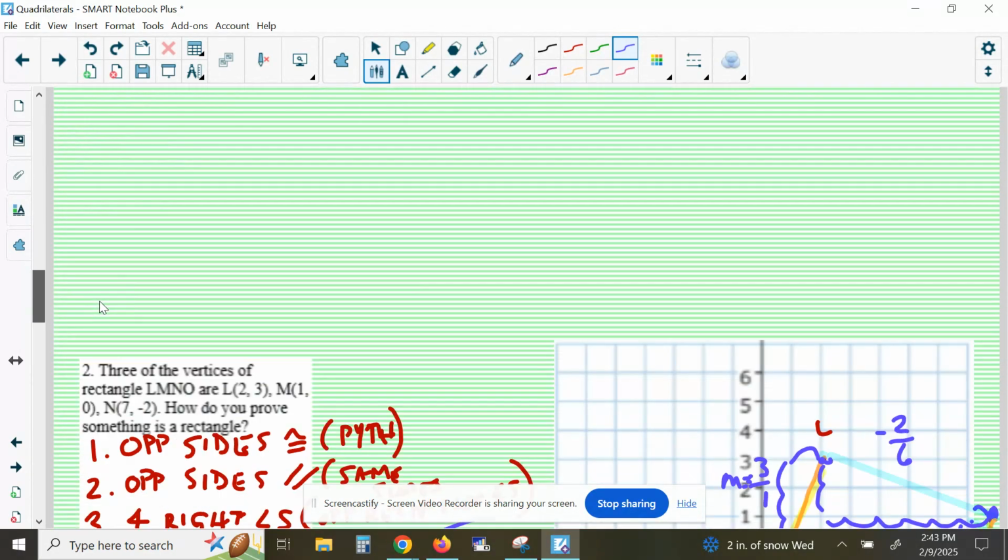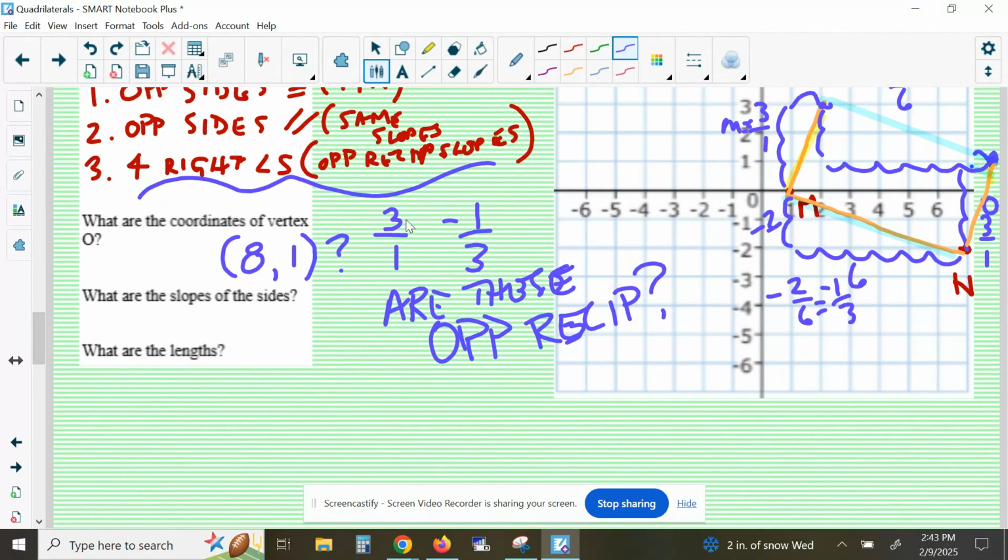So let's see if we flip it upside down. Sure did. Did we change the sign? Positive, negative, sure did. So these are opposite reciprocals. So that means we do have right angles in our picture. And since they match, we have parallel lines because the slopes are the same on the top and the bottom. My picture's about a hot mess now. So this is parallel to this because same slope. That is parallel to that because same slope. And we also have 4 right angles.